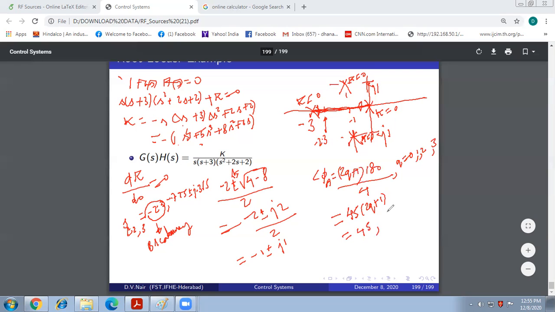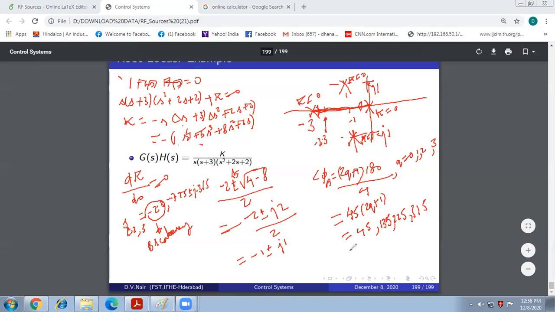For q equal to 1, it will be 3 into 45, 3 5s are 15, 12 plus 1, 135. For q equal to 2, it will be 5 into 45, 5 5s are 25, 5 4s are 20, 225. And for q equal to 3, it will be 7 into 45, 7 5s are 35, 7 4s are 28, 315. So like these four angles, asymptote angles you will get.